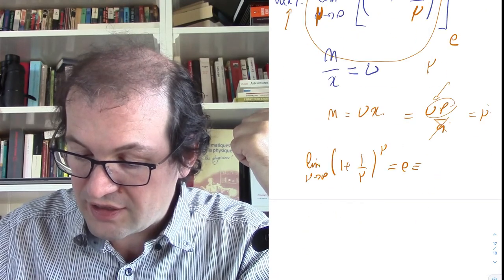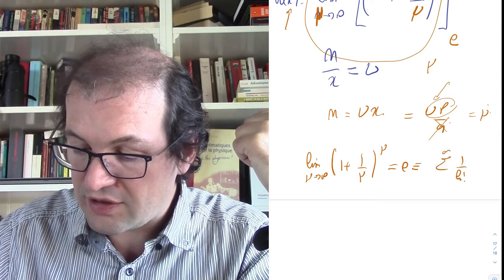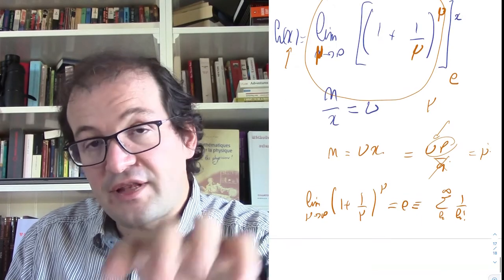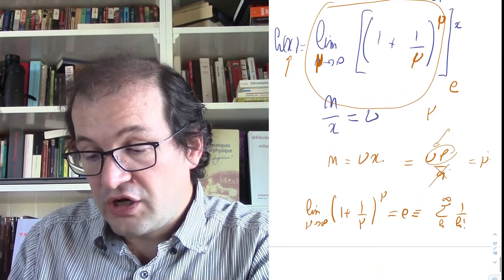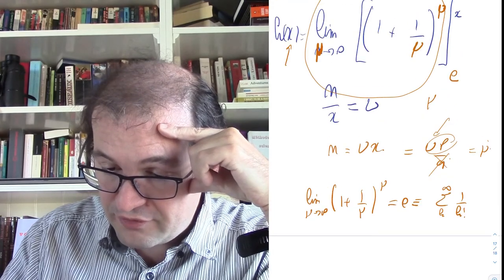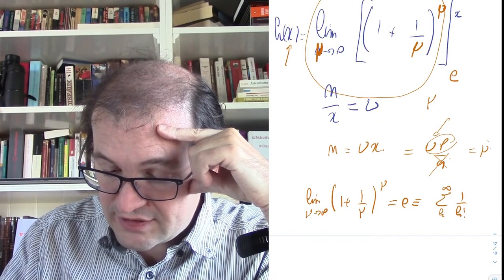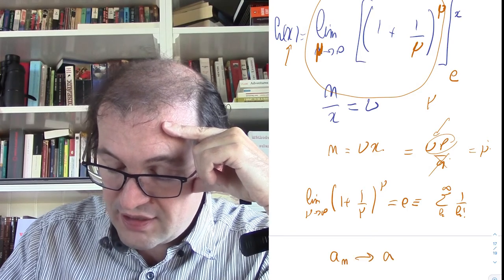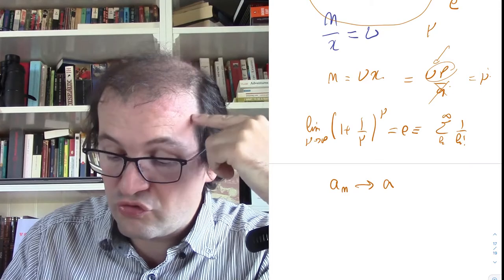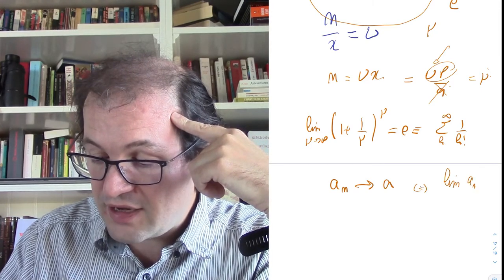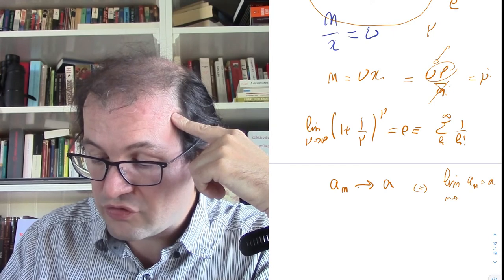Or e being defined as the sum of 1 over k factorial, infinite sum. So here, the last statement before we conclude this lecture: we just have to see that if we've got a sequence a_n that tends toward a, this, by the way, is a notation that we are going to use over and over again. This is notation for the limit of a_n equal a when n goes to infinity.